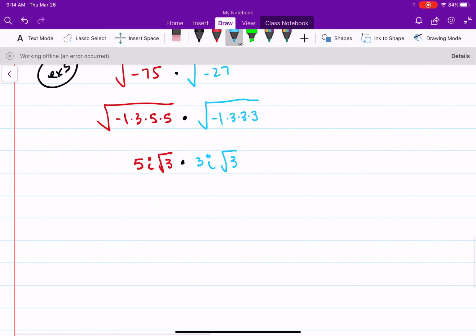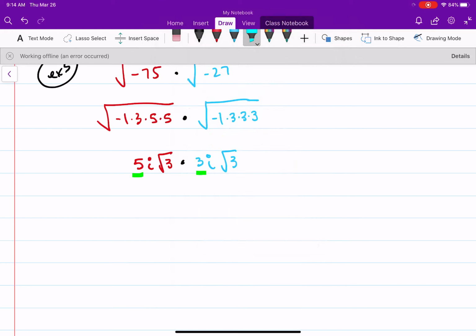Okay, so when I'm multiplying here, what I've got to know is, when we talked about multiplying with radicals, you can only multiply if you're both outside. You can multiply if you're both inside, but not when one of them is outside and one of them is inside. So I can multiply the 5 and the 3 here because they're both outside.